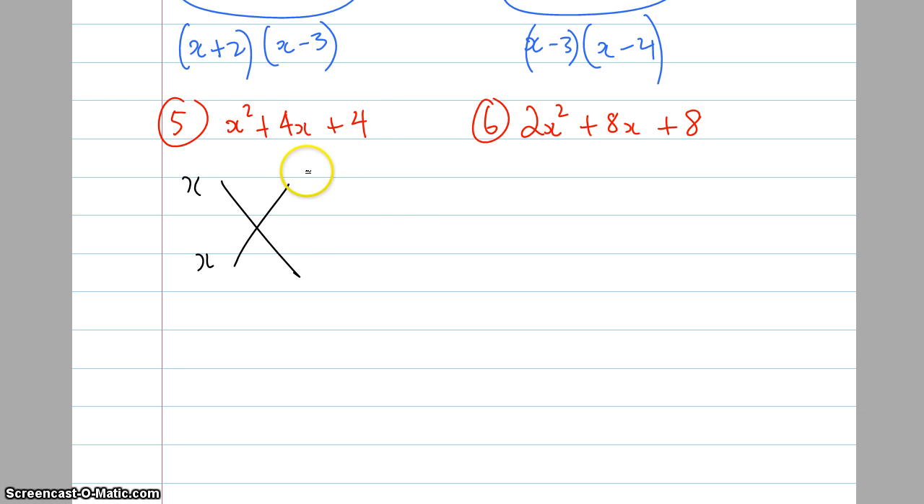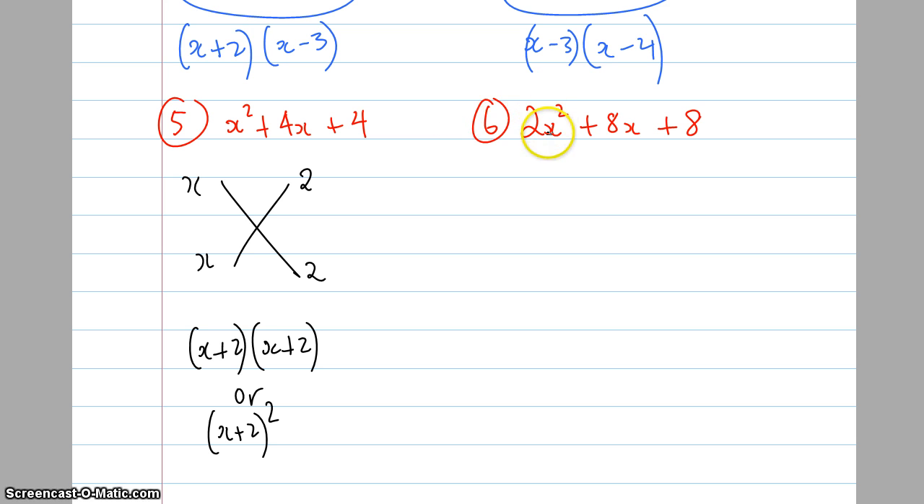Now in this case, I'm actually going to see that it is 2 and 2. So I've got x plus 2 multiplied by x plus 2, or x plus 2 squared. Either of those two answers are acceptable. There's no right answer. Each of those mean exactly the same thing.